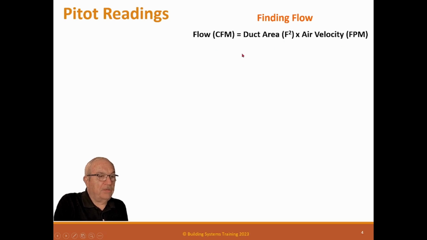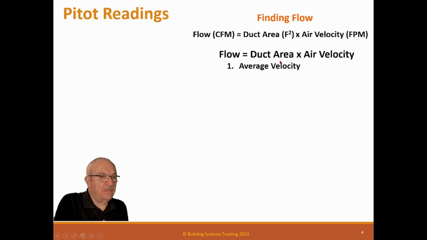Now, your meter can't do this for you because it won't know what the duct area is. So this is why we do Pitots and how we do a Pitot. We will take a bunch of readings inside a duct to get an average air velocity, and then we'll multiply that times the duct area in square feet. So average velocity times the duct interior area.